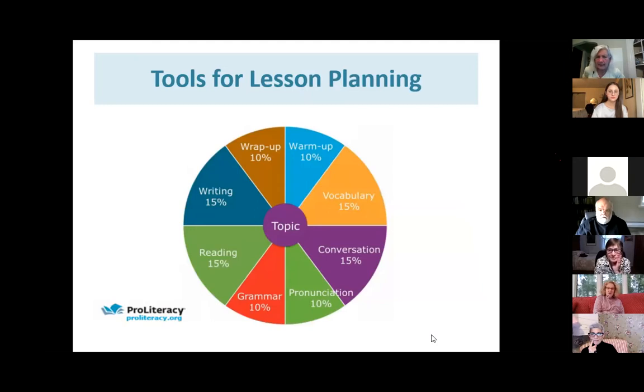This is a model for lesson planning. It was developed by Pro Literacy. And I wanted to share this with you because I think it really represents a nice straightforward method for planning a lesson. Like some of you, I was not a teacher by trade, and so I find this graphic to be very helpful in putting together a lesson.